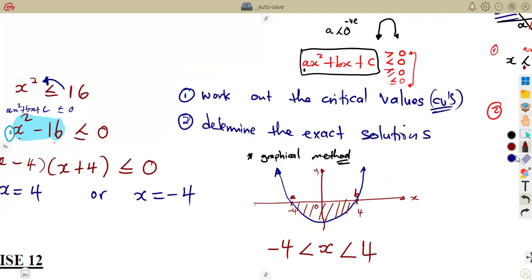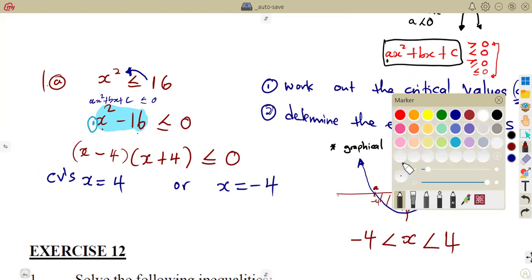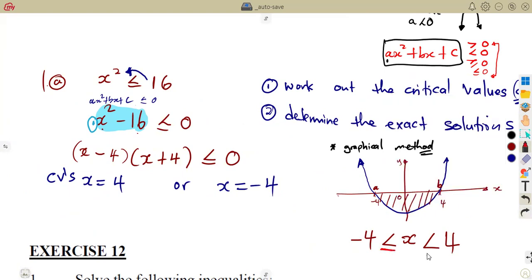Then compare with the question. What was the sign on the question? There is an equal to. Take note, it's less than or equal to, meaning to say these solutions of ours are supposed to have also an equal to here. There must be an equal to here because it is there. Your answer also must have that.